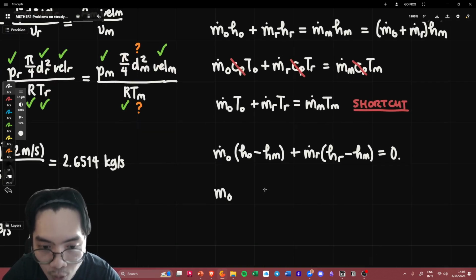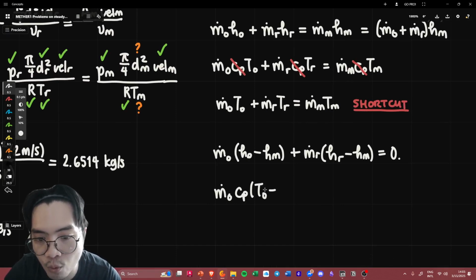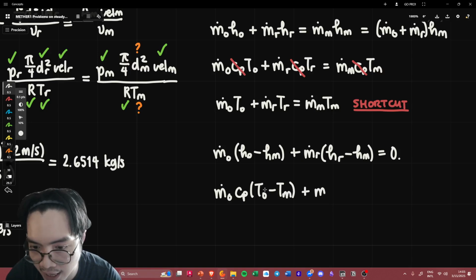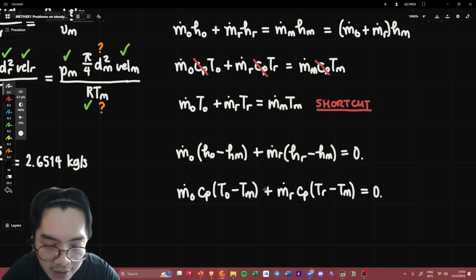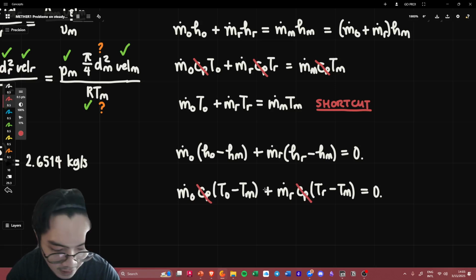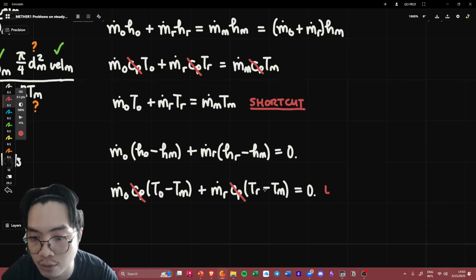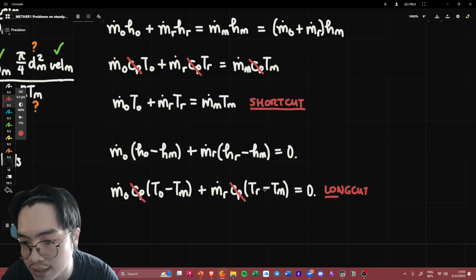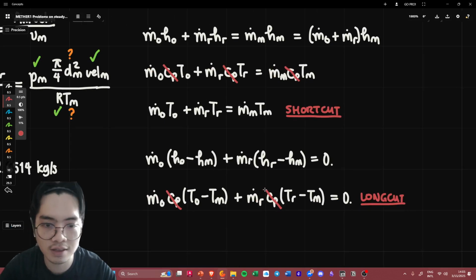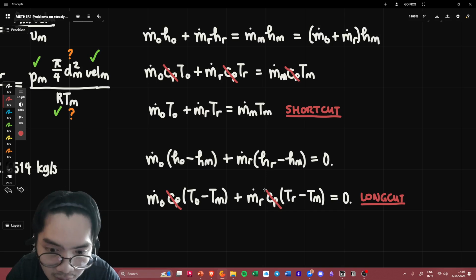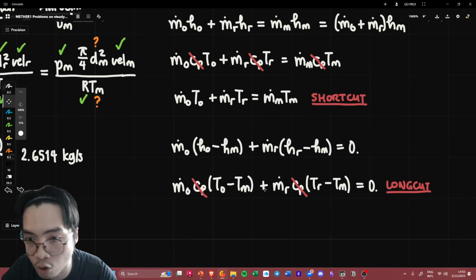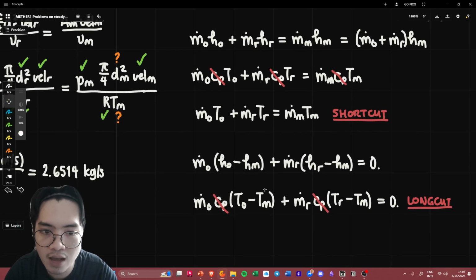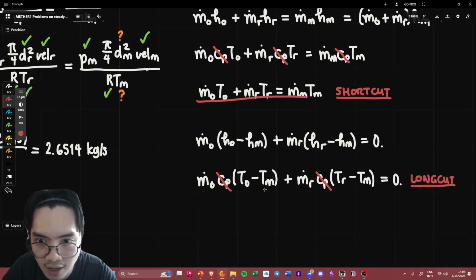And now we can use MO CP (TO minus TM) plus MR CP (TR minus TM) equals 0. And now, again, you can cancel out your CP and CP, and they still should result in the same answer. It's just that this just plain looks wrong. This one is the more respectable version. But no matter which side you go into, I feel like that's fine. I will prove it using this one first, and then this one after.